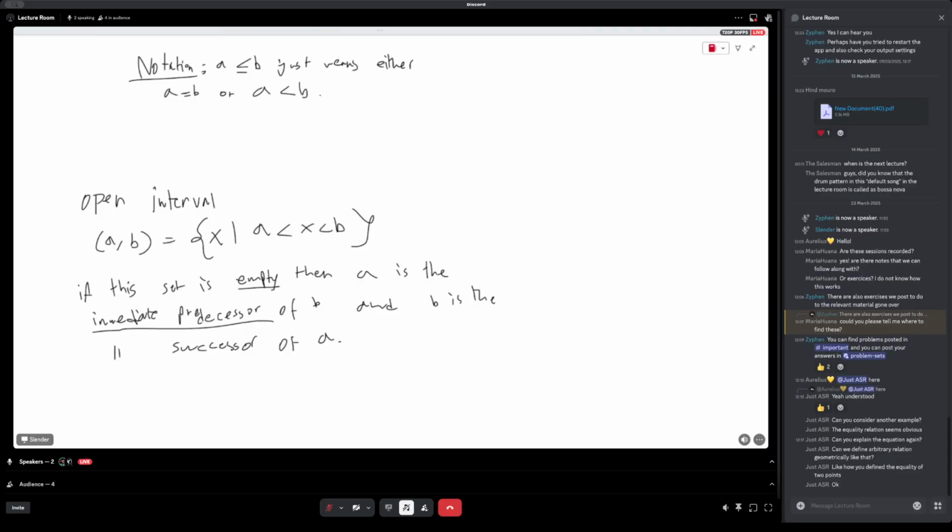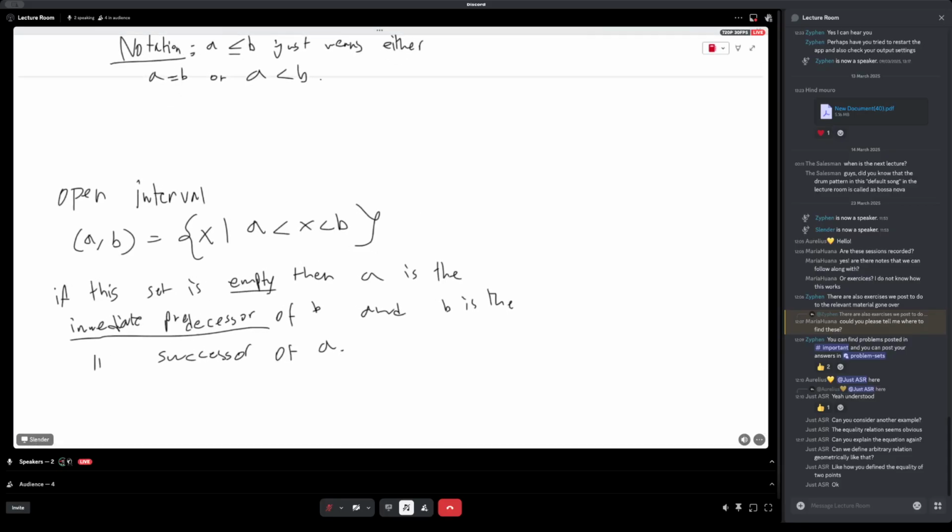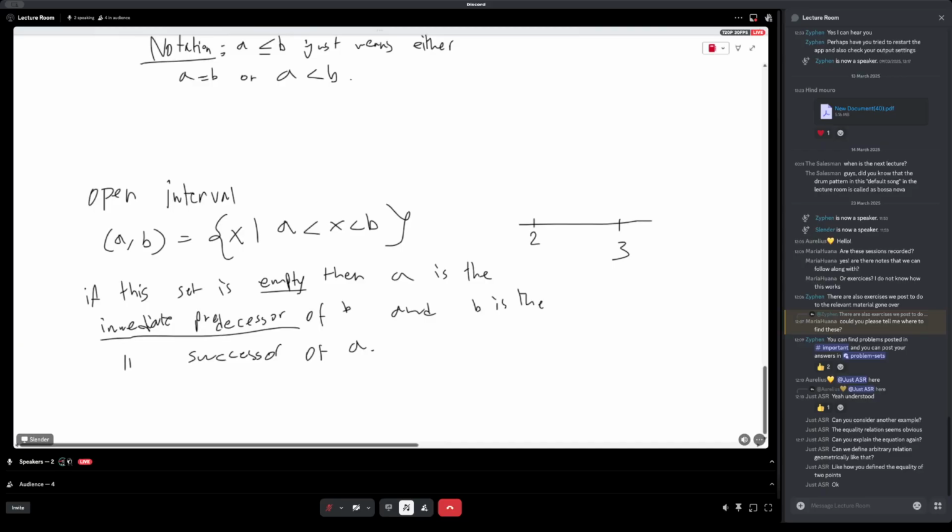So this kind of means that if you have, for example, two numbers here, let's say 2 and then 3. This set basically means the set of all numbers between a and b. And if you have no numbers in between, then 3 is called the immediate successor of 2. You can also say successor of 2. That's fine. You don't need to say immediate. 3 is the successor of 2, and 2 is the predecessor of 3. So that's the open interval.